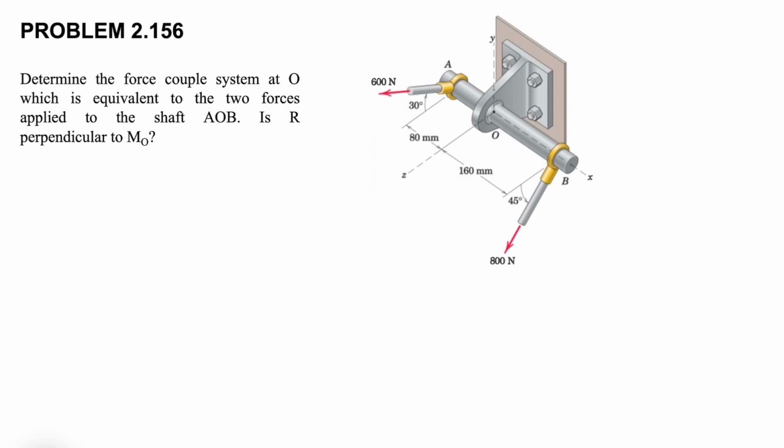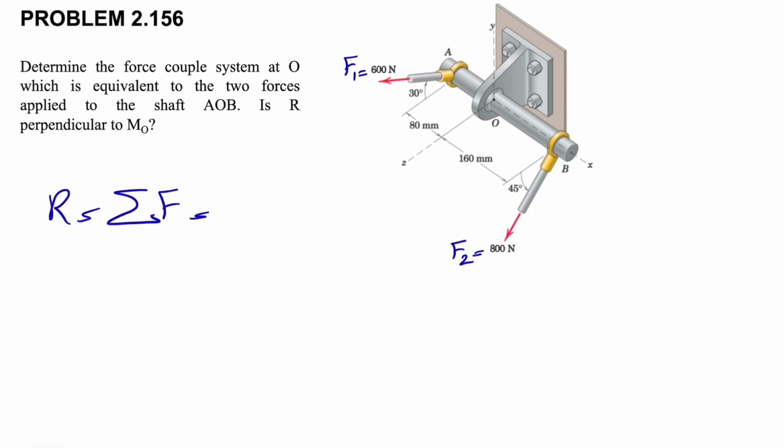And let's jump in. So let's start with the first part of the question, where we need to find an equivalent force-couple system, and for that we need to find a force that represents all the forces that we have in this system. Let's call the resultant of all these forces R, which will be the sum of all these forces. We only have two forces in here: the 600 Newton force, which let's call F1, and the 800 Newton force, which will be F2.